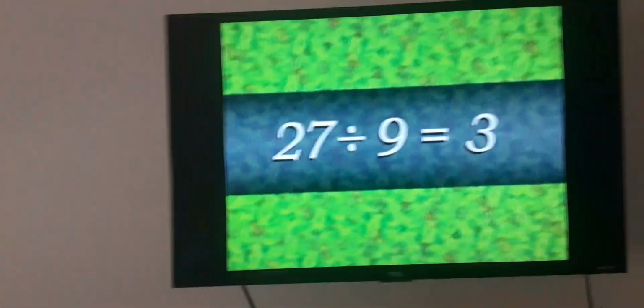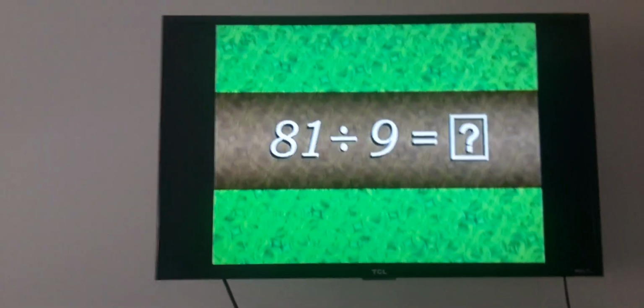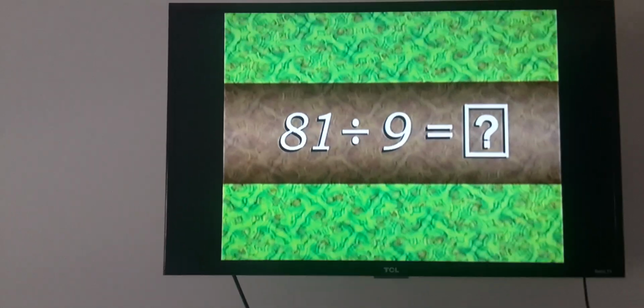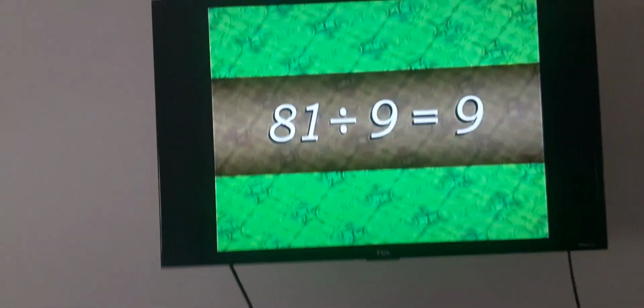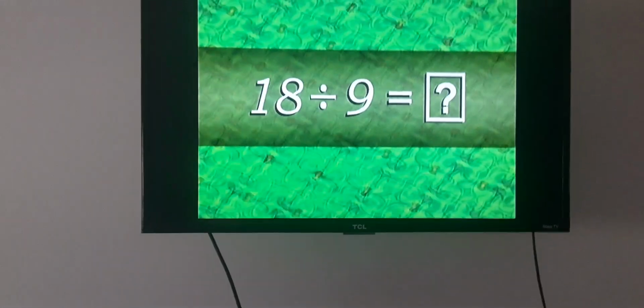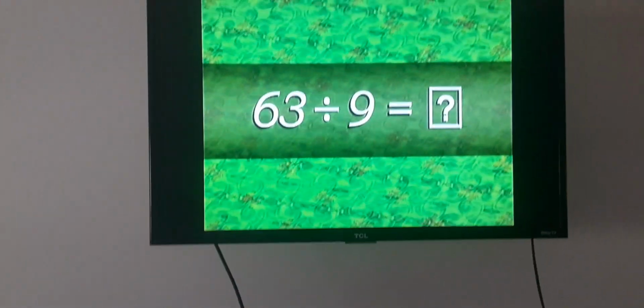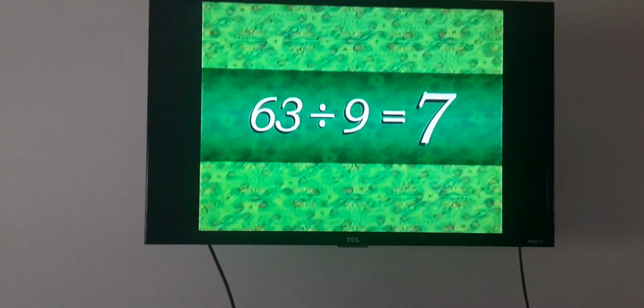27 divided by 9 is 3. 72 divided by 9 is 8. 81 divided by 9 is 9. 18 divided by 9 is 2. 63 divided by 9 is 7.